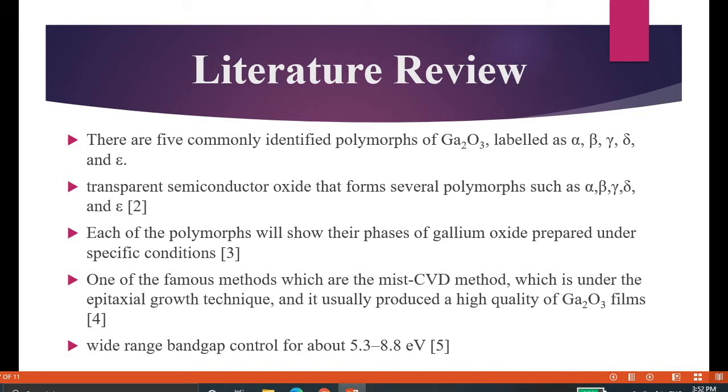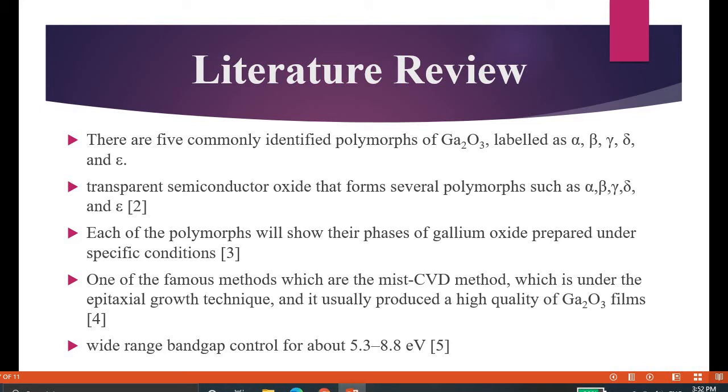As for the delta gallium oxide, if you continuously heat the gallium nitride at 250 degrees Celsius, this polymorph will eventually form. And lastly, the epsilon gallium oxide is prepared from the same heated sample as the delta gallium oxide, which is from the continuous heating of the gallium nitride.